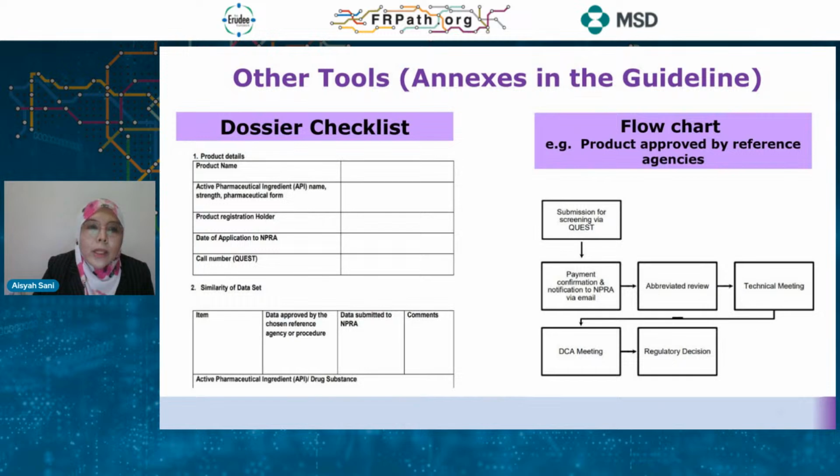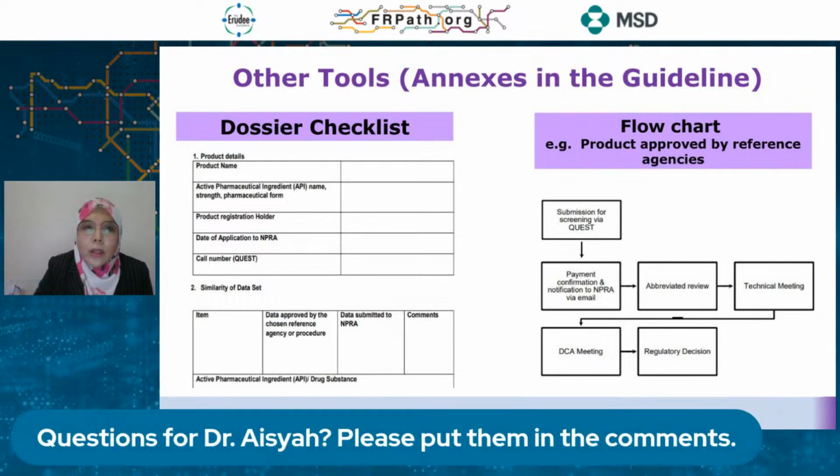Other tools included in the guideline are also the dossier checklist. This is a very important tool for the applicant to highlight if there are any differences between the dossier submitted to NPRA and what has been approved by the reference agencies. If there are any differences, they need to highlight them and provide justification. And with the dossier checklist, this will ease our assessors to focus on where to verify the sameness and where to do a thorough assessment, especially when there are differences. We also have a flow chart in the guideline to provide a clearer picture to the applicant of the whole process involved under the FRP.